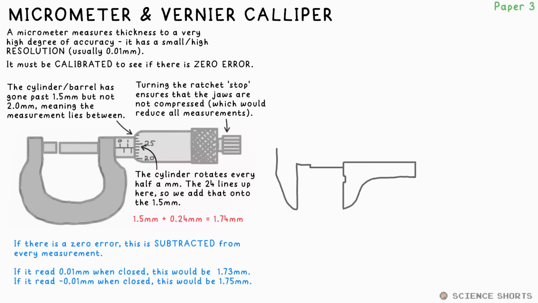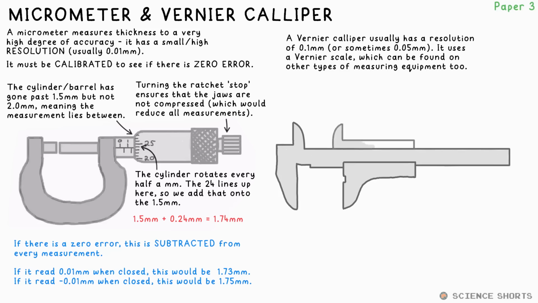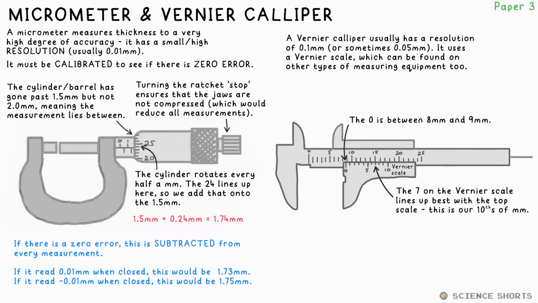A vernier caliper also has 2 scales. The 0 on the slide tells you how many millimeters, then the vernier scale gives you the tenths or sometimes 20ths, that's 0.05 millimeters, you have on top of that. A vernier scale works because its lines are spaced such that they don't line up with the main scale. However, one of these lines will line up with the main scale. That's what you take as your tenth of a millimeter. So this would be 8.7 millimeters.